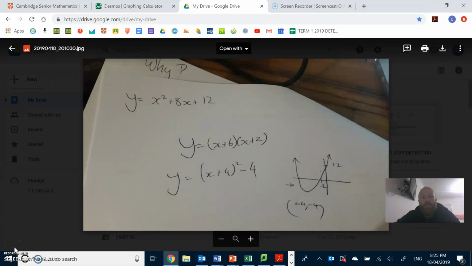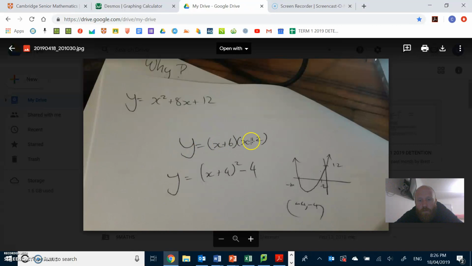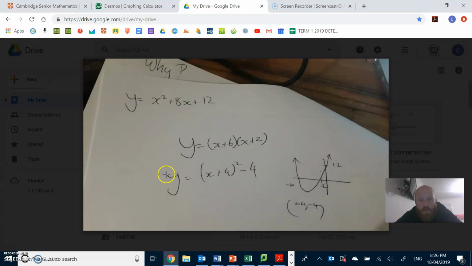All right, let's try and clear a few things up for exercise 3K. Hopefully you can see this. We've got a general quadratic in its expanded form, its most general form. Most of our work is looking at turning this into a factorized or a completed square form.